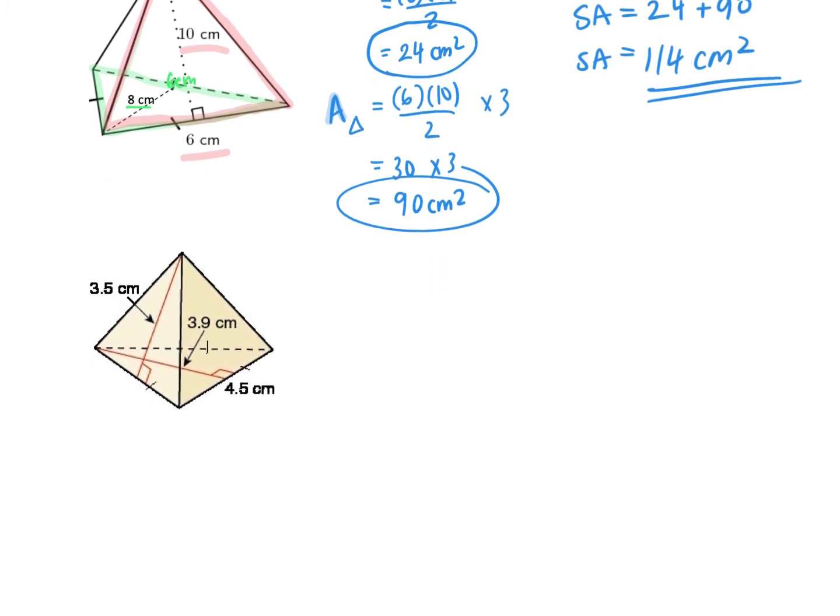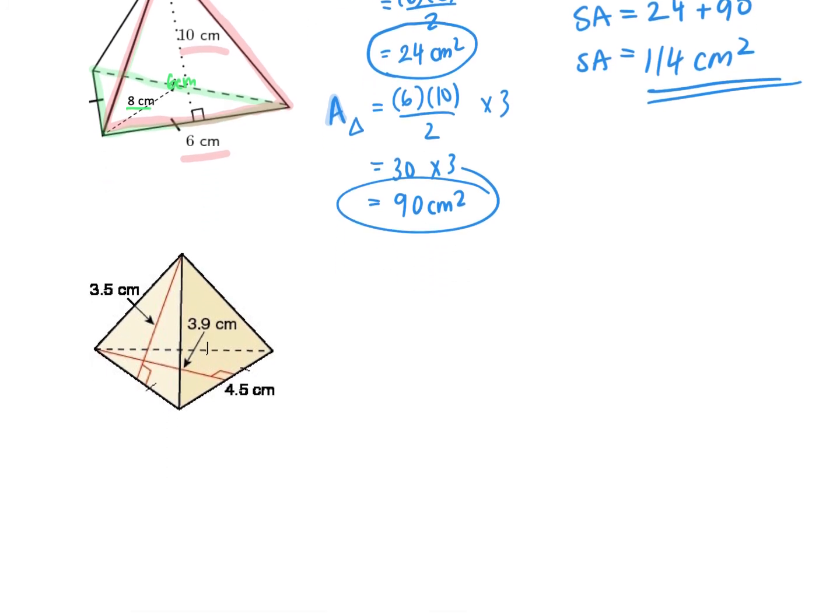All right, one more. It is an equilateral triangle on the base again, because all of these sides look like they're 4.5. The height of the base is 3.9. The height of those 3 lateral triangles is 3.5. So we just have to be careful. There's a lot of measurements given to us. We just have to be careful to use the correct ones.